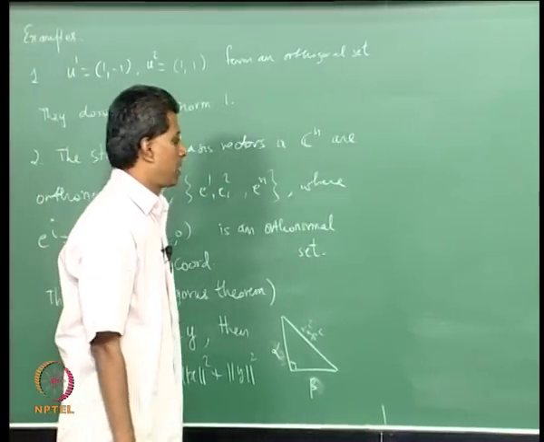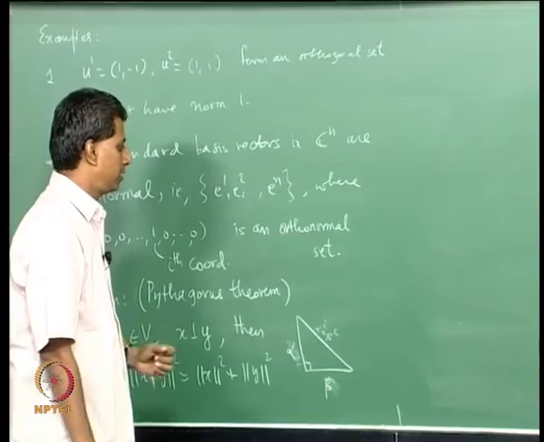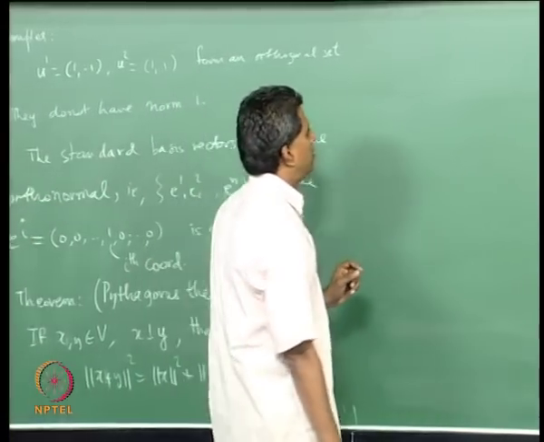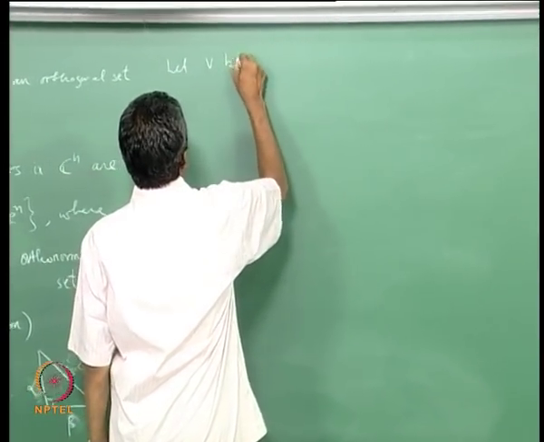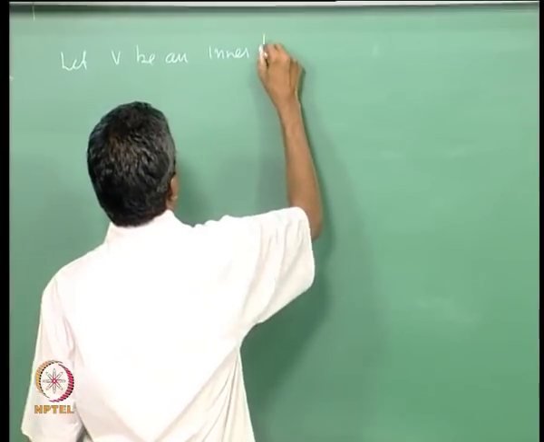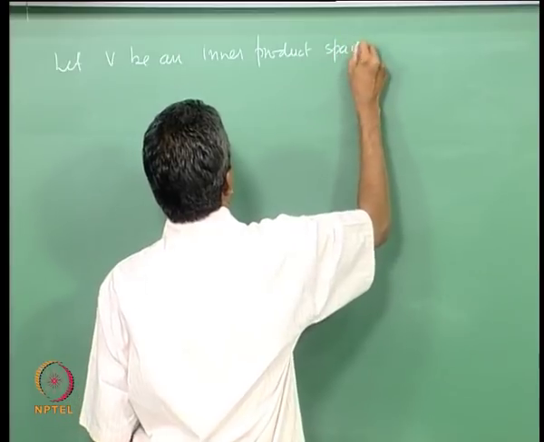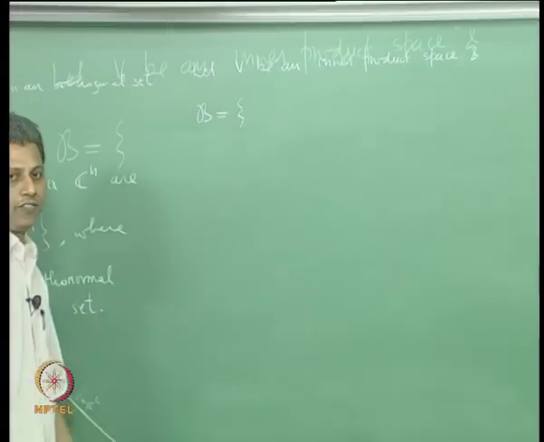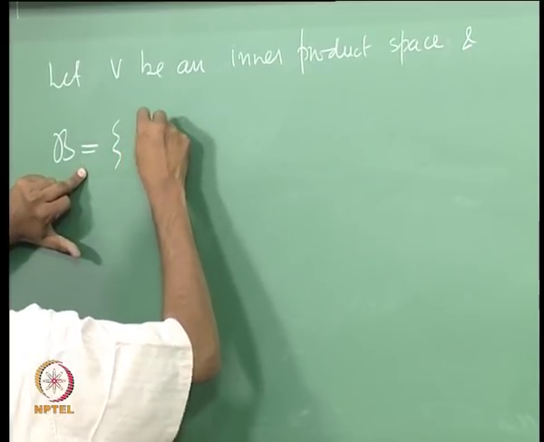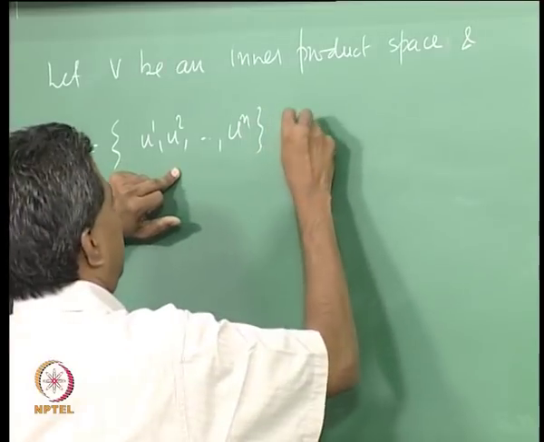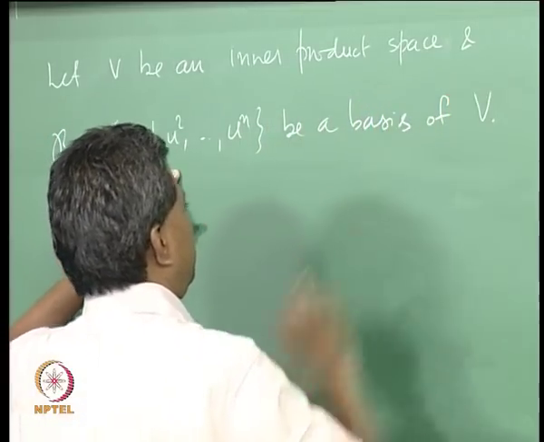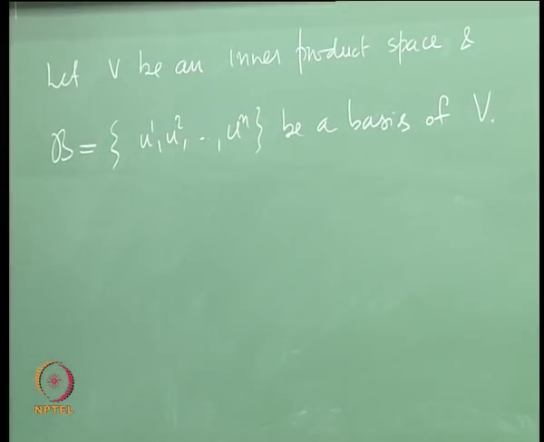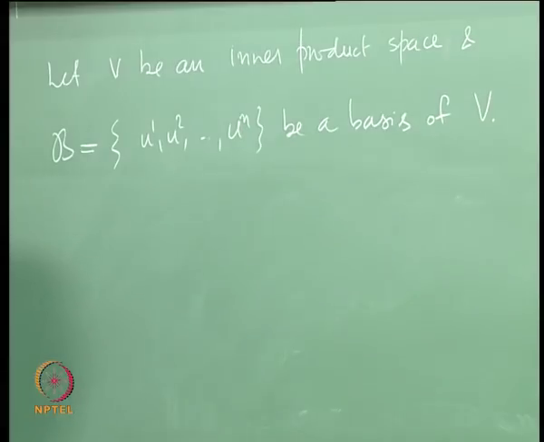So the high school notion of Pythagoras theorem holds in an abstract inner product space. I told you that orthogonal vectors are linearly independent. Let me prove that. Let us recall the following. Let V be a finite dimensional inner product space, and let me take B equals u1, u2, etc., un as a basis of V. It is an ordered basis, that is, u1 is the first vector, u2 is the second vector, etc., un is the last vector.